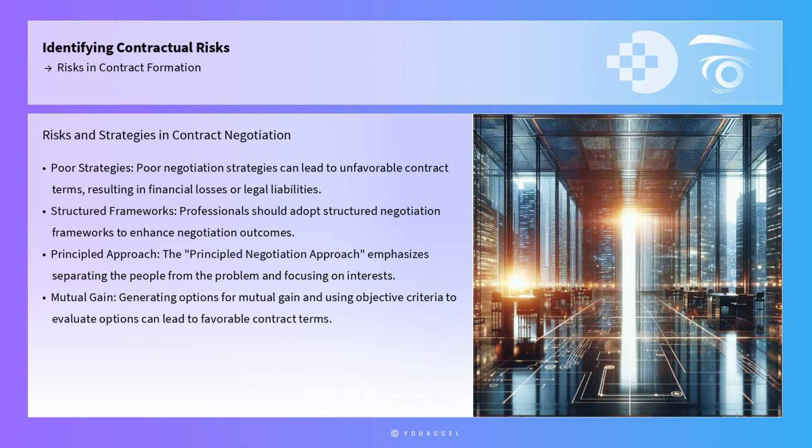Another aspect of contract formation that carries risk is the negotiation process itself. Poor negotiation strategies can lead to unfavorable contract terms, resulting in financial losses or legal liabilities. To enhance negotiation outcomes, professionals should adopt structured negotiation frameworks, such as the principled negotiation approach, developed by Fisher and Ury. This approach emphasizes separating the people from the problem, focusing on interests rather than positions, generating options for mutual gain, and using objective criteria to evaluate options. By employing this framework, negotiators can achieve more favorable contract terms while maintaining positive relationships with counterparties.